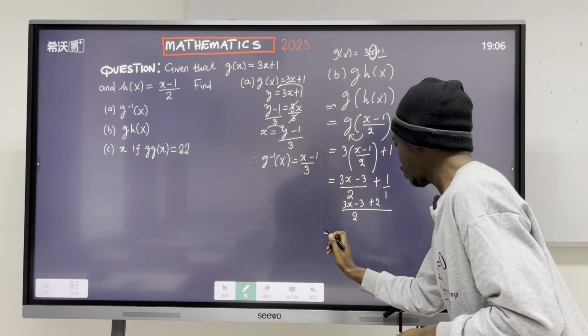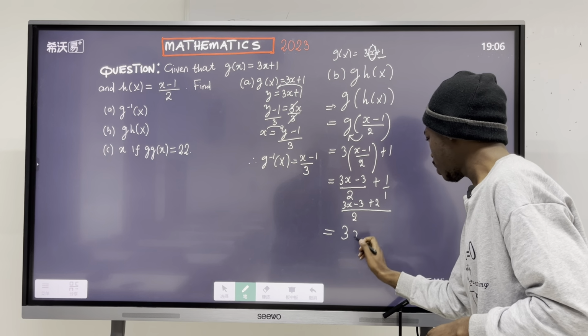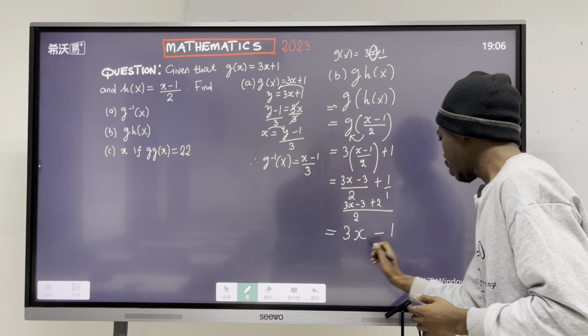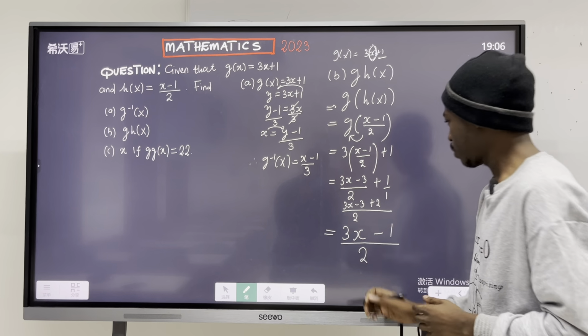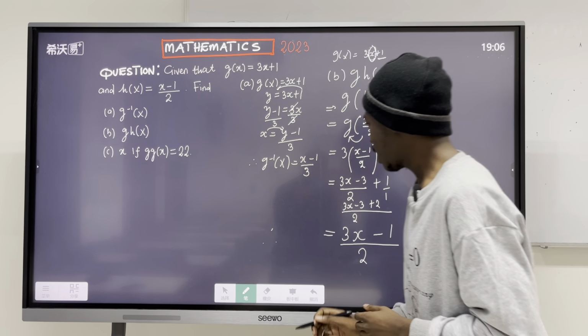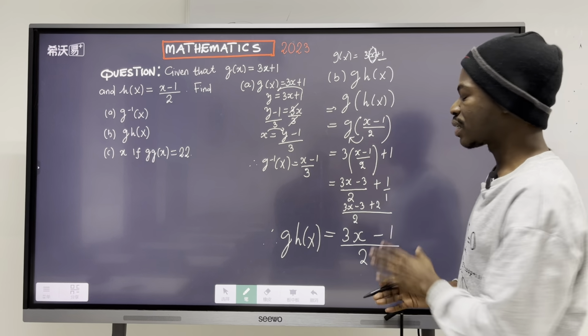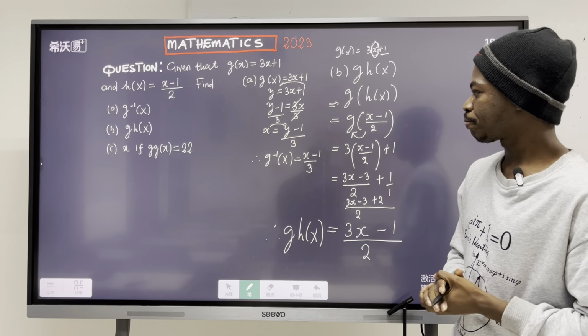So simplifying this, we're going to have 3x. These are like terms. Negative 3 plus 2 will give you negative 1. And everything divided by 2. So we can conclude here and say, therefore, g of f of x equals 3x minus 1 over 2.